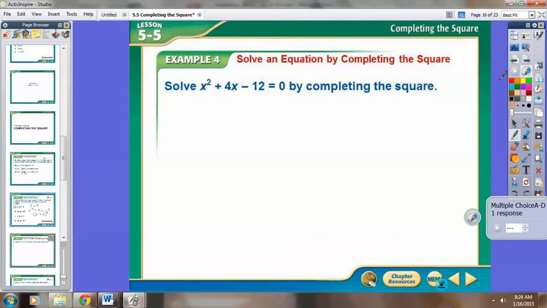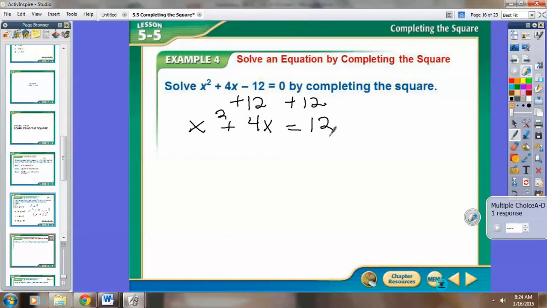Let's move negative 12 out of the picture. It's not helpful, is it? It's not part of our perfect square trinomial, so let's move it out. I'm going to add 12 to the other side. X squared plus 4x equals 12. Now, I still don't have a perfect square trinomial on the left, do I? No, I have x squared plus 4x equals 12.